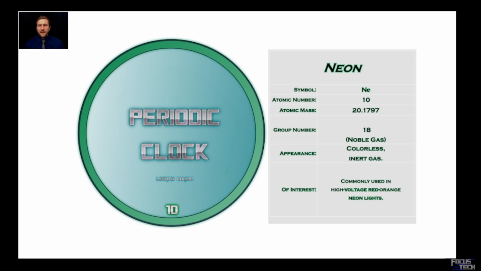It is a colorless inert gas, and it's very commonly used in neon signs, particularly the red-orange neon lights. The other colors, interestingly, are actually made from using different gases, not neon per se.